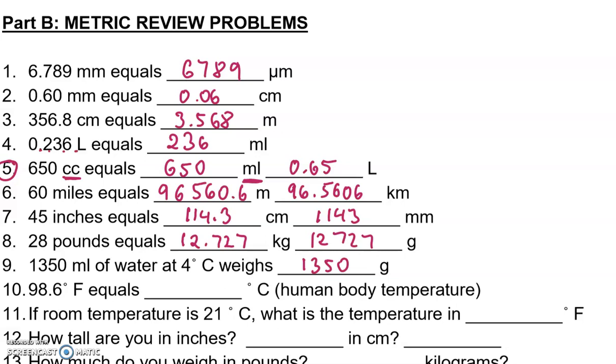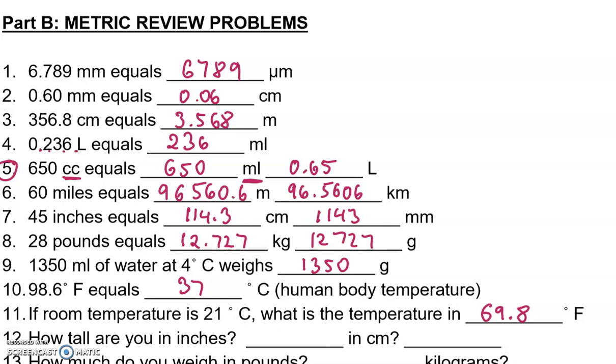98.6 degrees Fahrenheit equals 37 degrees Celsius. That's human body temperature, so that would be 37 degrees Celsius. Room temperature is about 21 degrees Celsius, and in Fahrenheit, we can do this conversion real quick. So that's 21 times 9/5 plus 32, and that comes out to 69.8 Fahrenheit, and that's pretty much room temperature.